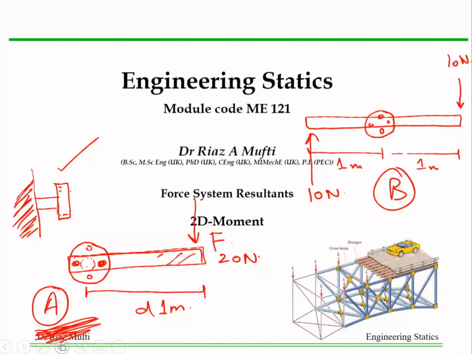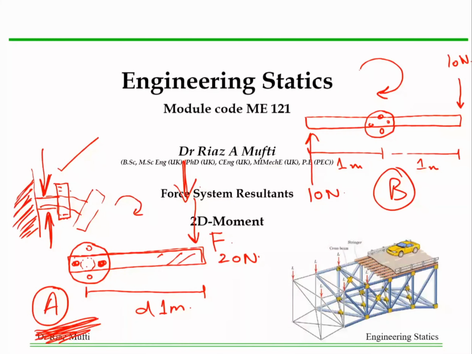In scenario B, we are only and only applying a turning moment. Whereas in scenario A, we are applying a turning moment, but we are also trying to bend this part because we've got a downward force. We are trying to bend the shaft, this part of the shaft. We are trying to bend it downward. Look, we are trying to do this. Can you imagine? Yes, sir.